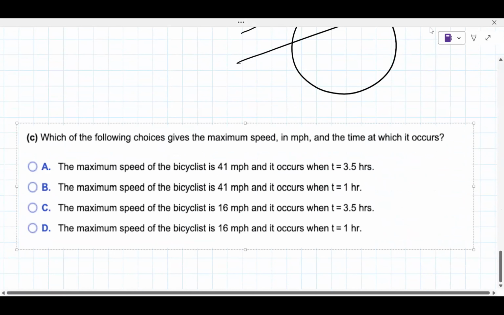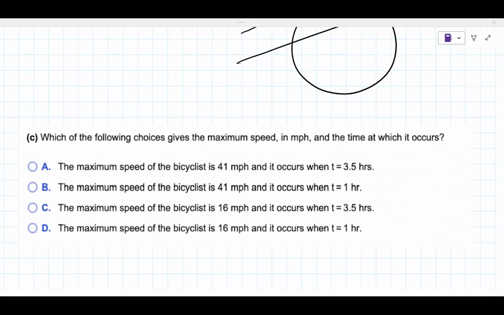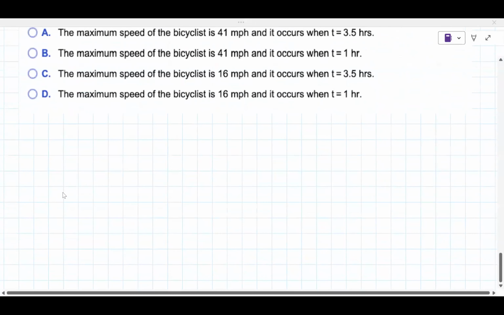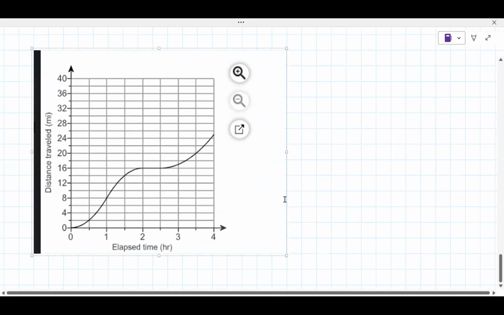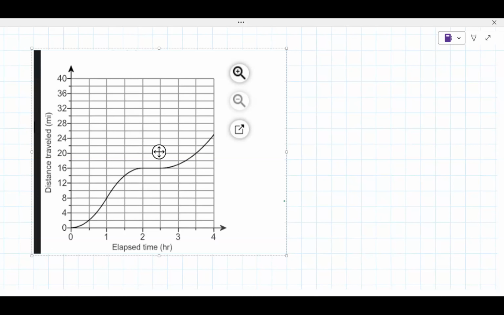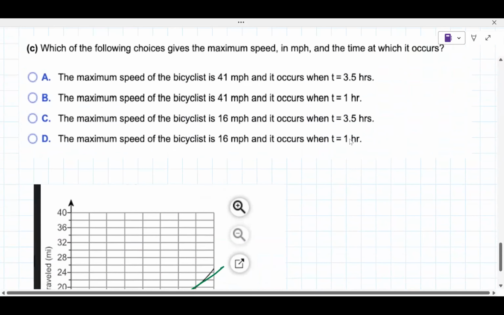Basically what we're doing is, and let me go back to the graph to explain this. We're looking at the graph and figuring out where the tangent line is the steepest. Where is it going up the most? For me, it looks like it's going up the most right here at 1-ish. That's the steepest tangent line, not as steep as this one over here. So I would say it occurs at 1 and it's 16 miles per hour.